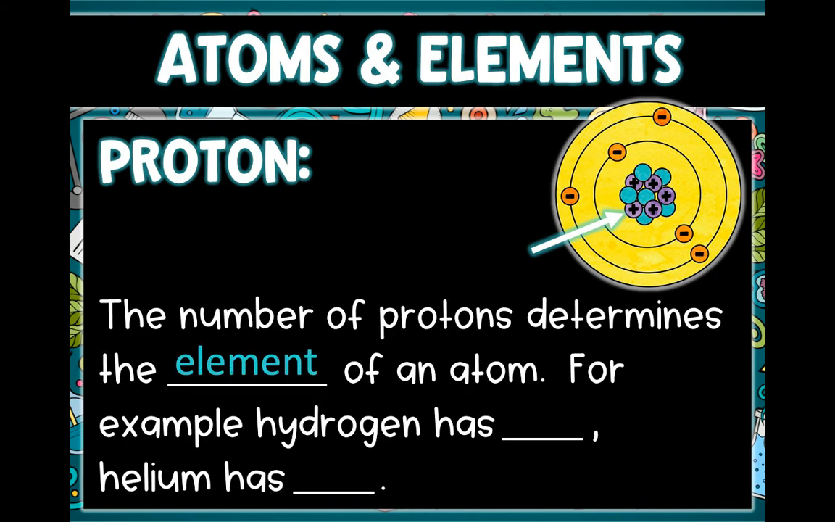Now, the number of protons determines the element of an atom. An example here is that hydrogen has 1 proton. Helium has 2. If you have an atom that has 1 proton, it's going to be hydrogen every single time. If you change the number of protons, you're not looking at hydrogen anymore. You're looking at a different element. So you can't take protons away. You can't add protons, because then we have something different.